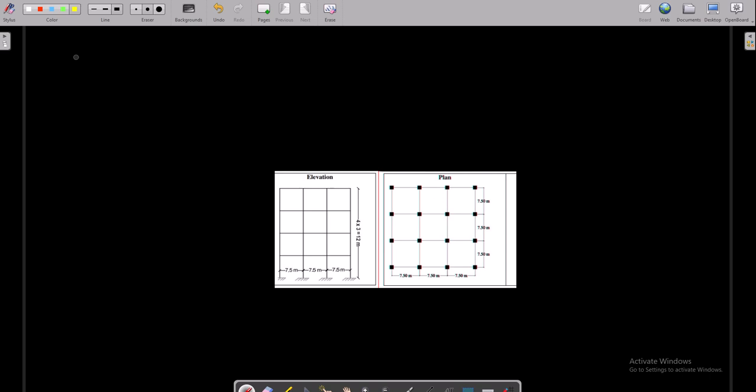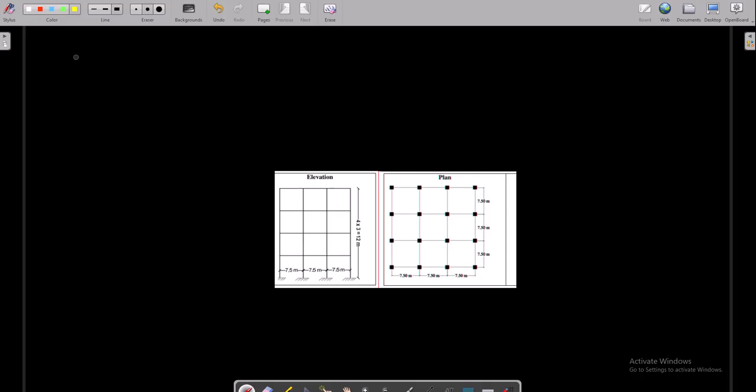Hello viewers, in this session I would like to discuss the validation of time period and base shear with STAAD Pro. Before that, I will start by discussing the considered structure with a manual calculation. Later, whatever output we get for the time period and base shear in the manual calculation should be similar in STAAD Pro.